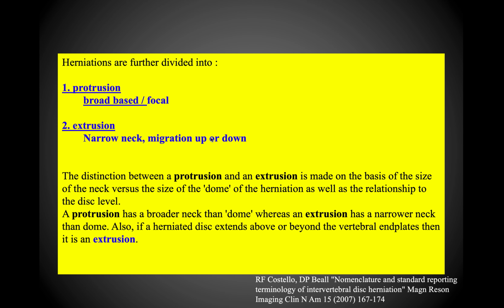So with the protrusion, these are broad-based, so that means the base is usually wider than the dome, whereas an extrusion is going to be comprised of two distinct characteristics. Number one, a narrow neck with a wide dome or bulb on the end of it, and then it's also going to typically migrate up or down a couple of levels from the disc space. So from the intervertebral disc space, you'll see it migrate up and/or down from that region. And so that's the definition of an extrusion. So protrusion: broad-based, focal, versus extrusion: narrow neck, and then migration.